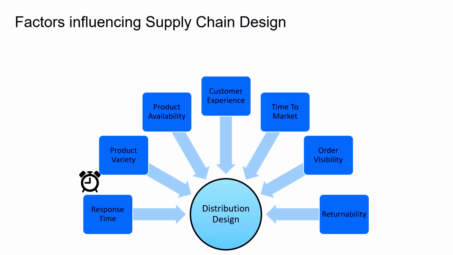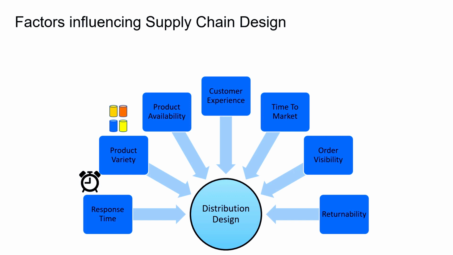For example, for medicines and medical supplies, you need a very efficient, responsive supply chain because the customer cannot wait. But on the other hand, for products like apparel, shoes, or some electronic gadgets, the customer can wait for a few days. So maybe you don't need a very high response time there.